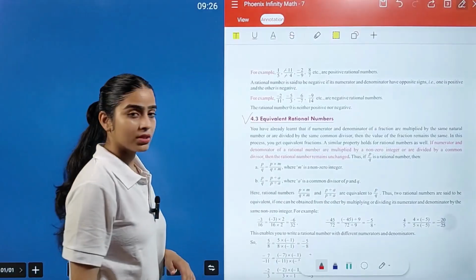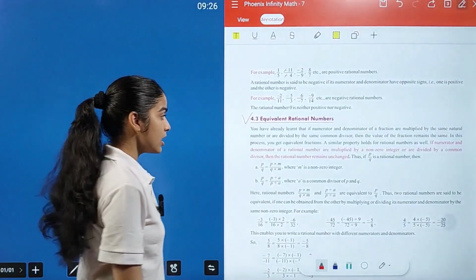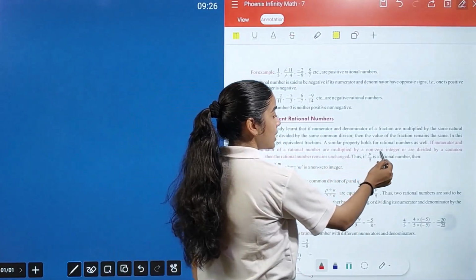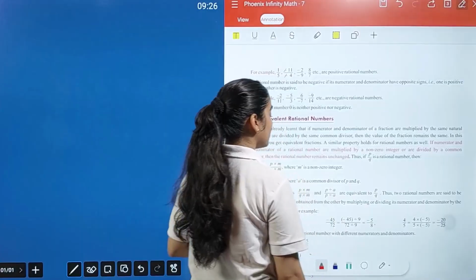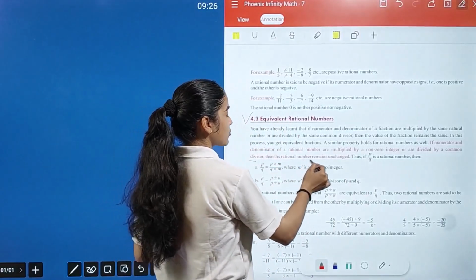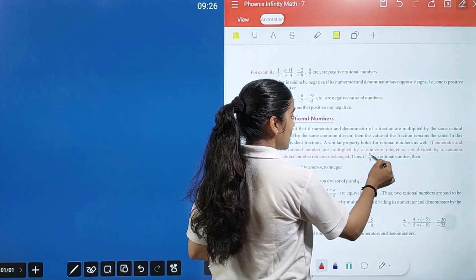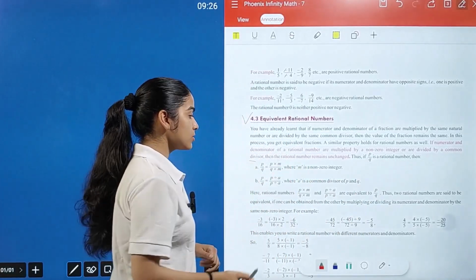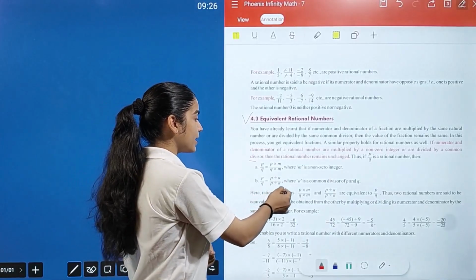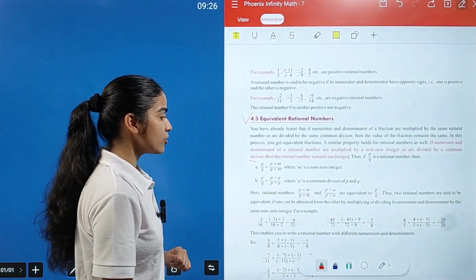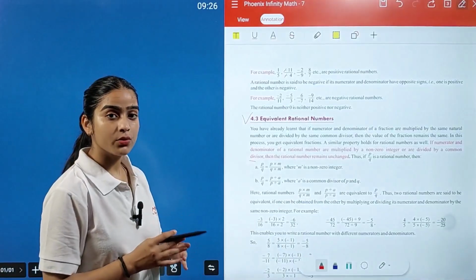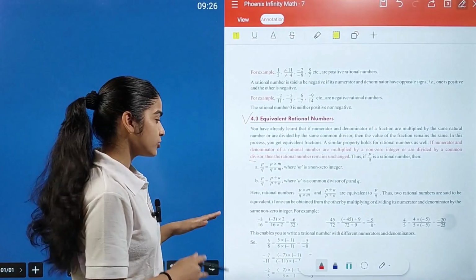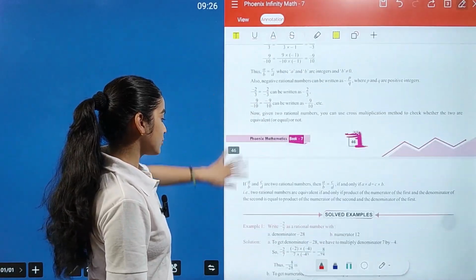Now equivalent rational numbers are similar to equivalent fractions, which means if the numerator and denominator of a rational number are multiplied by a non-zero integer or divided by a common divisor, then the rational number remains unchanged. Thus, if p by q is a rational number, then p by q multiplied by m, where m is a non-zero integer, and p by q divided by a, where a is a common divisor of p and q, give you equivalent rational numbers. We already did that in our fraction chapter, so I hope this is clear to you. Now we shift to the next concept.